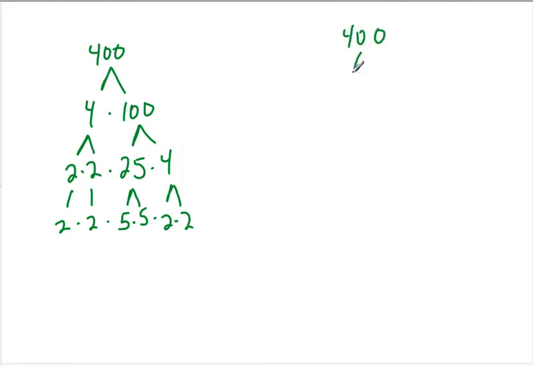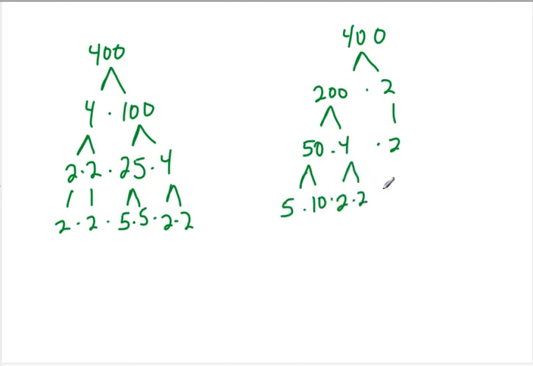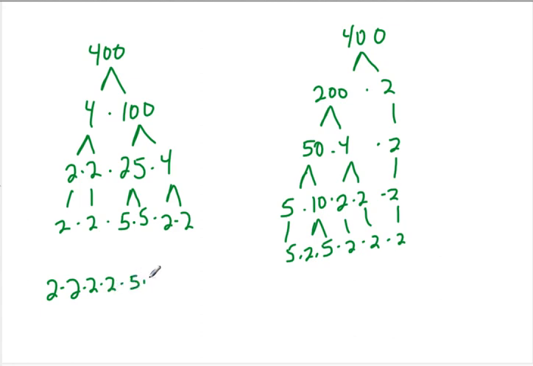I'll show you another way we could have done it, just to show you that it can be done in different ways. We could have done 200 and 2. We could have done 50 and 4 here. We could have done 5 and 10 here. 2 and 2 here. And then another 2 and a 5. 2, 2, 2. Either way, we should end up with 4 2s and 2 5s. Over here we have 4 2s also, and 2 5s. You could also write these using exponents, so you could write this like this. Notice they are the same.